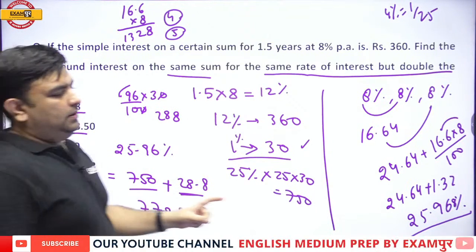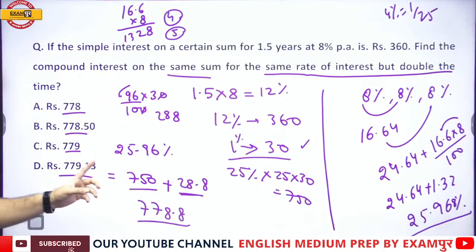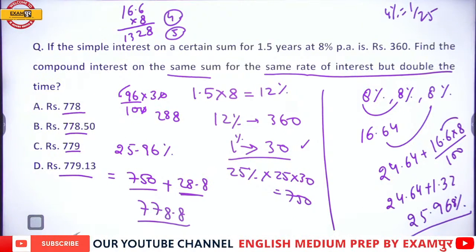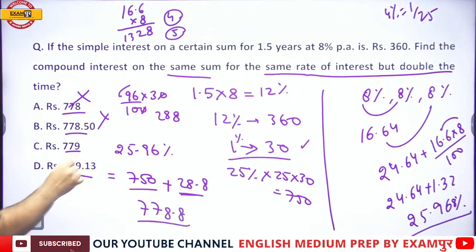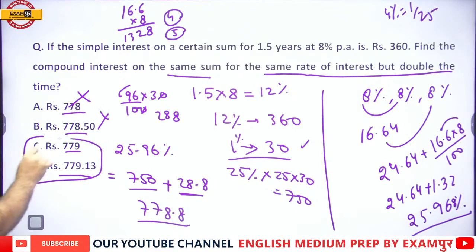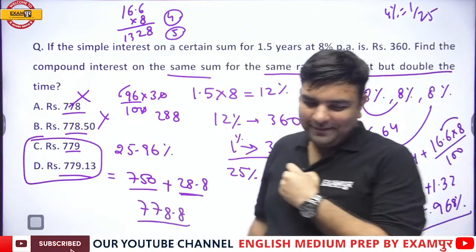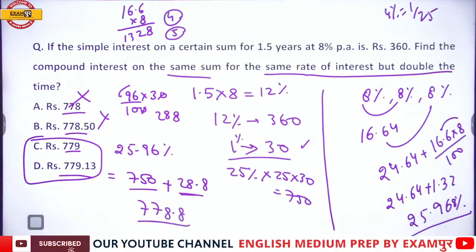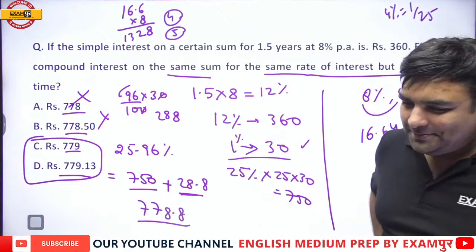Now, was it more or less? 25.96, it was a little bit more. Yeah, it was a little bit more. 778.8, say a little bit more. Less, less, this or this. Now the problem has come, brother. What will you mark? What will you mark? Speak.